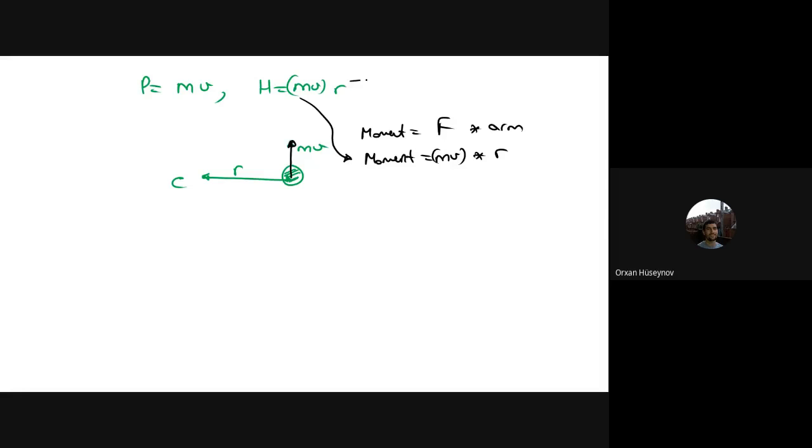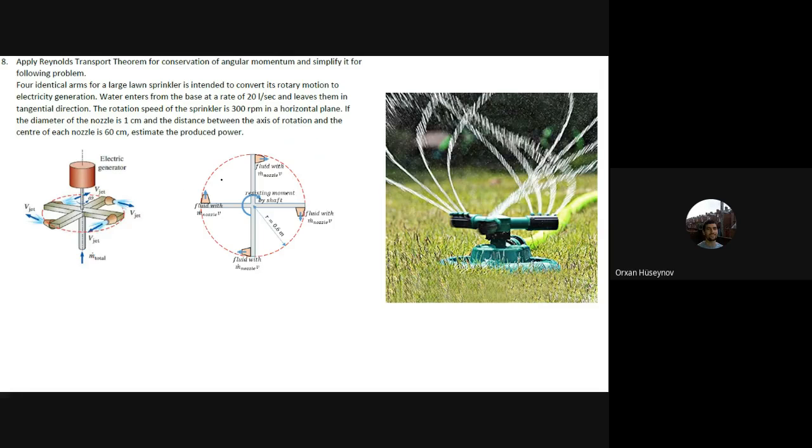Therefore, angular momentum is sometimes called the moment of linear momentum, because you can notice here that the linear momentum mv has some arm r, and that arm creates the angular momentum. Okay. Now let's do an example. If you have questions till now, I can answer them. If you have any questions, you can ask, or I will do an example about the conservation of angular momentum.